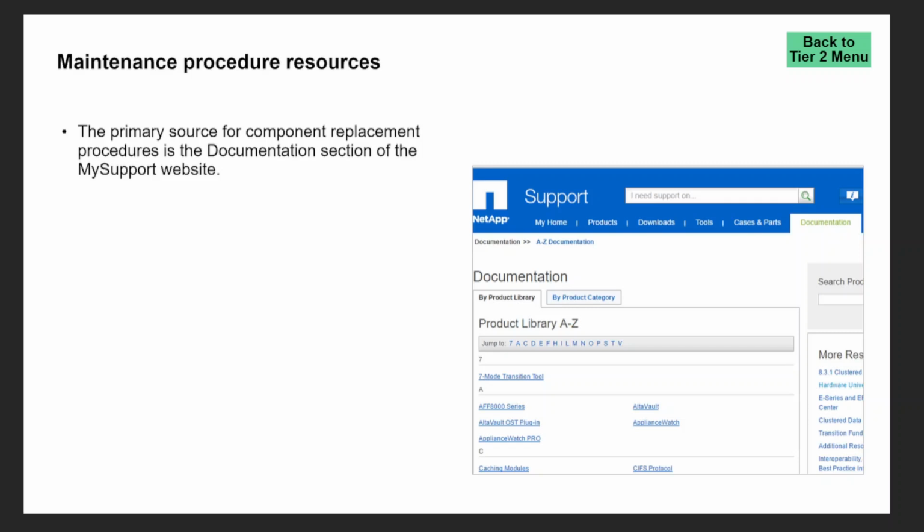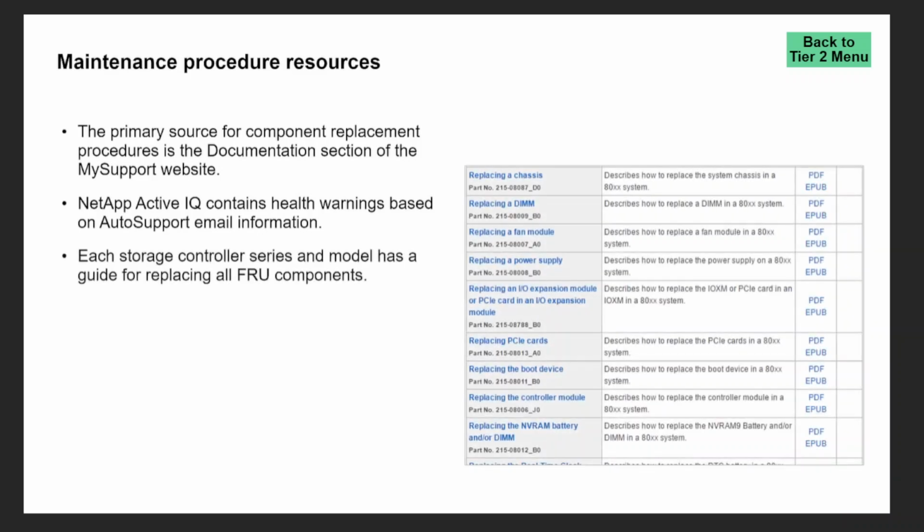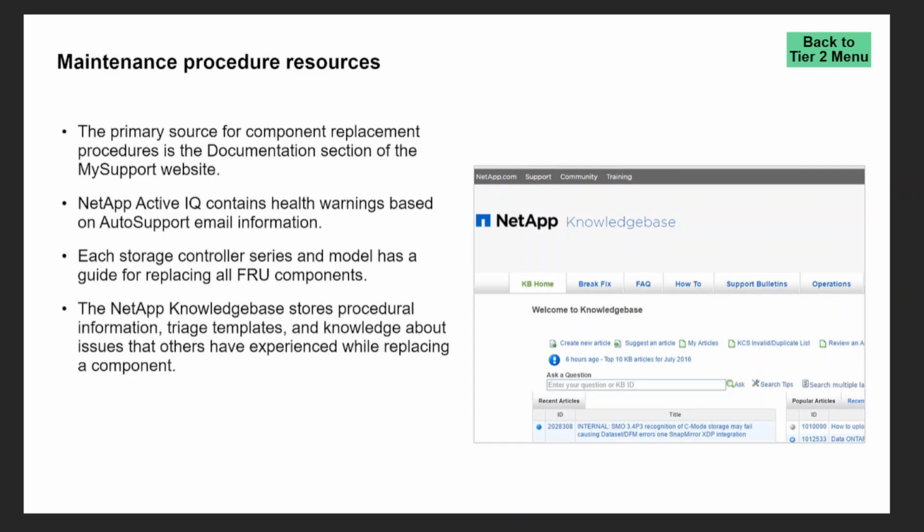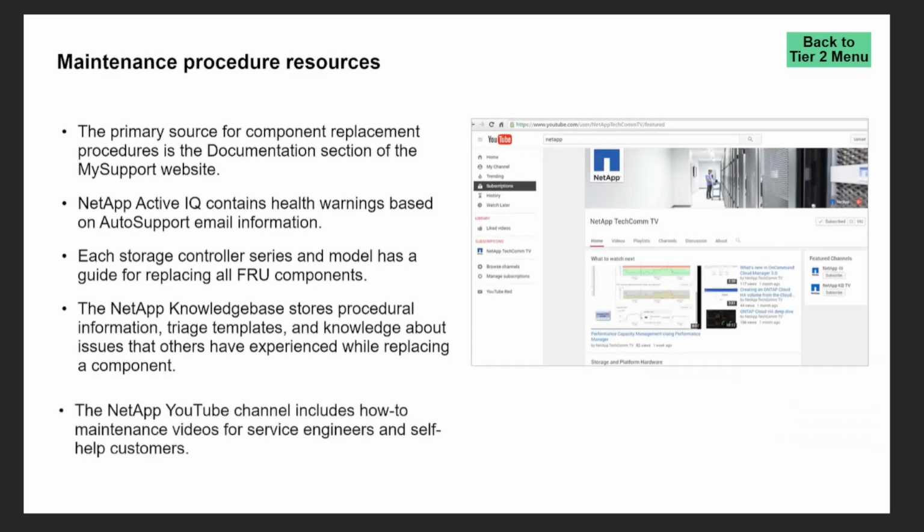Various resources are available on the NetApp My Support website to help a customer or field engineer properly replace faulty components. These resources include the health warnings in NetApp Active IQ and FRU replacement manuals. A set of manuals and a NetApp Learning Service online course exist for each platform model. The NetApp Knowledge Base contains articles and triage templates to ensure consistency in the troubleshooting and replacement processes. Many knowledge base articles link to videos that are hosted on YouTube and that demonstrate how to perform a task.